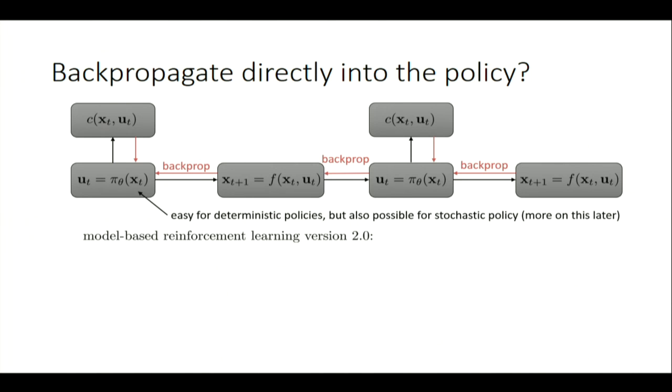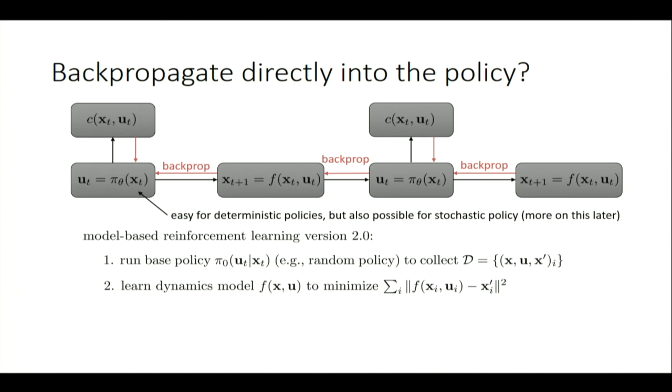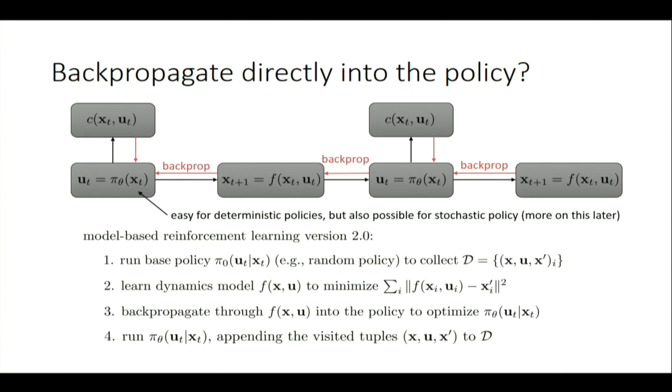So this is kind of model-based reinforcement learning version 2.0, where we run our base policy, collect our data set of transitions, learn our dynamics by, let's say, minimizing squared error or something like that. Then we backpropagate through the dynamics into the policy to optimize pi theta. So you can kind of think of this as a gigantic recurrent network. And then we run pi theta and then append the visited states to our data set and then repeat in order to compensate for the distribution mismatch problem. So this is kind of a classic model-based policy search algorithm. Does this make sense to everybody? Does anybody have any questions about this procedure?